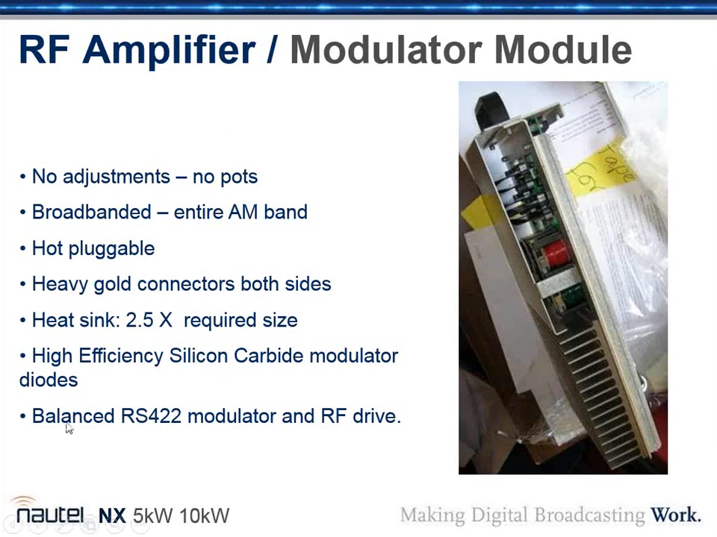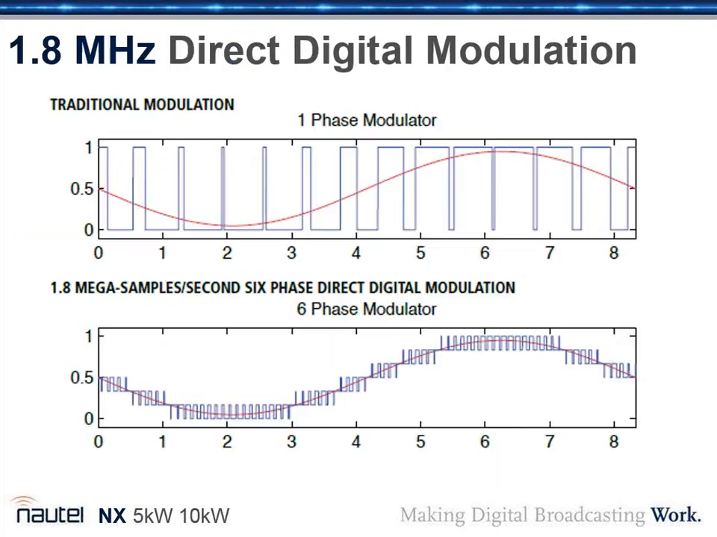Okay, cool. And then we have balanced RS-422 modulator and RF drive. So the 3 phases of modulation plus the RF drive are all coming across a connector with RS-422 levels, I guess. Right. Okay, good. And this is showing how the direct drive digital modulation manifests itself. Right. And it really shows you the difference.